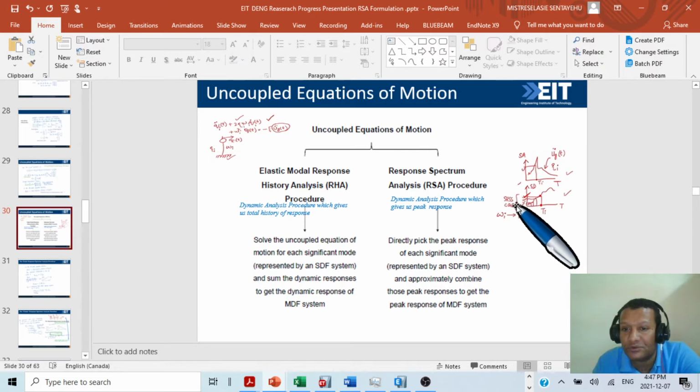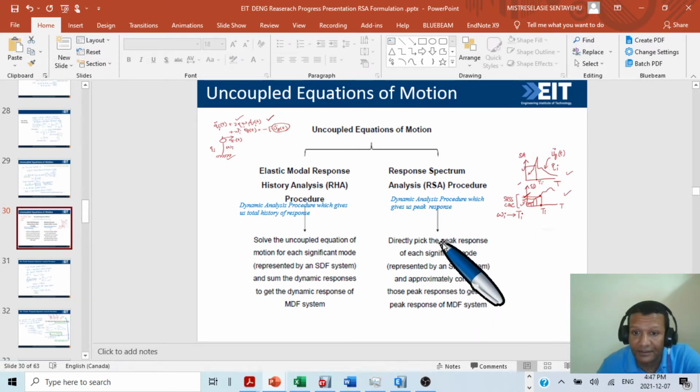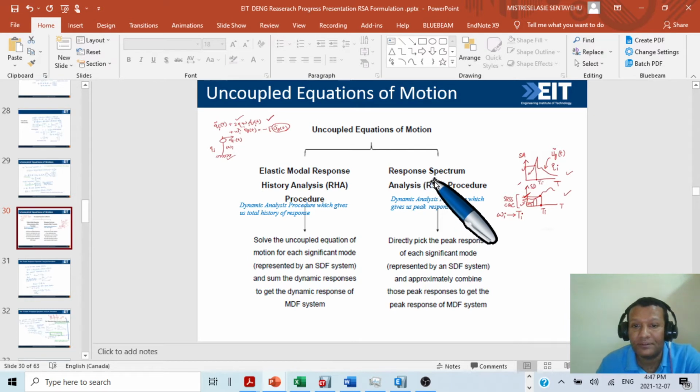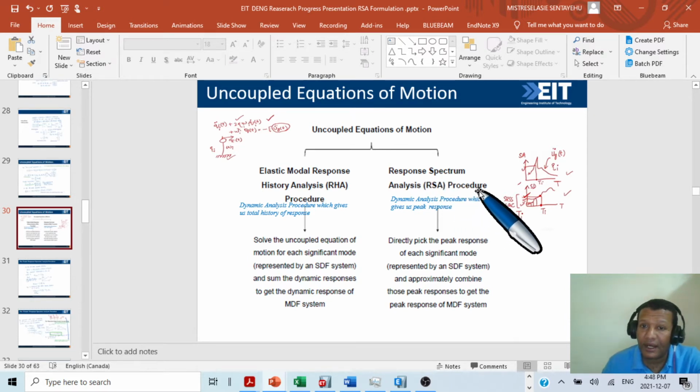After we find the response of the structure, we will combine them by SRSS or the CQC method. We will use these two methods, or we have also a third one, but mostly for this purpose we are going to use the SRSS method, the square root of the sum of squares of the responses of our structure. So we directly pick the peak response of each significant mode represented by a single degree of freedom system, and approximately combine those peak responses to get the peak response of the multiple degree of freedom system. If we do this, we are doing the response spectrum analysis procedure.